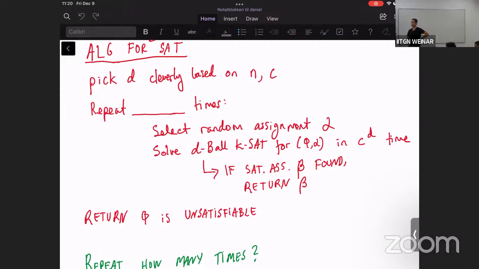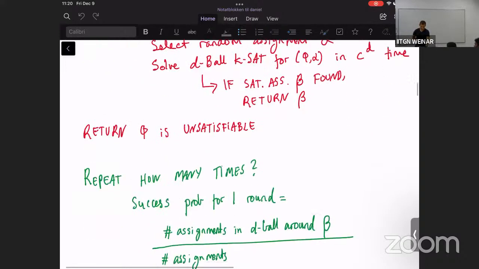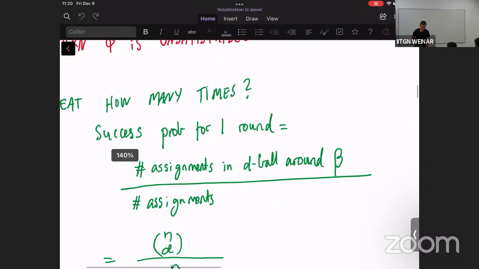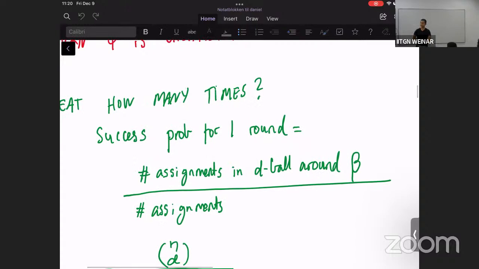Exactly, yes. So you want to just determine whether such a thing exists or not. Now the question is, how many times do we need to repeat it? Well, when I pick a random assignment alpha, when do I succeed? Suppose there exists some satisfying assignment beta somewhere. If alpha is in a d-ball around beta, then I succeed.